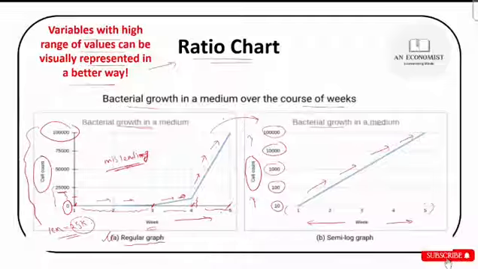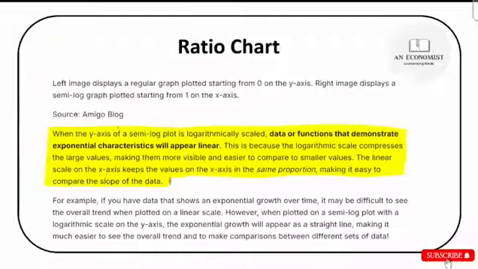And to know the reasoning better, I have given you this paragraph. I found it on the internet, and I found the explanation to be very suitable for this. I have given you a screenshot of that site, and you can pause the video and read it on your own, but I want you to particularly notice this highlighted part where it says that when the y-axis of a semi-logarithmic plot is logarithmically scaled, data or functions that demonstrate exponential characteristics will appear to be linear, right?